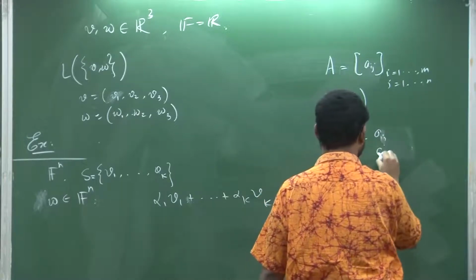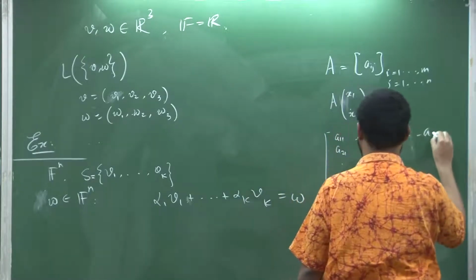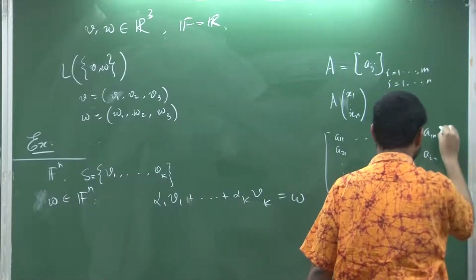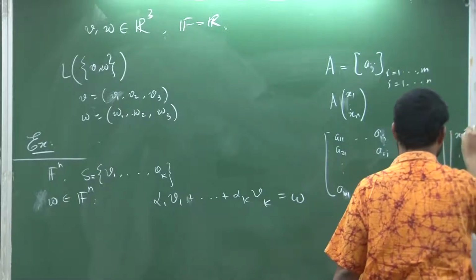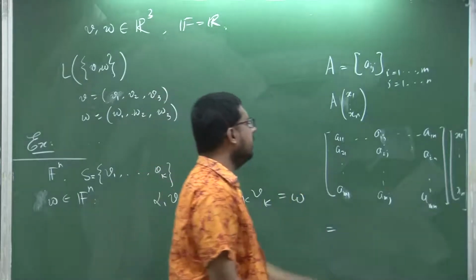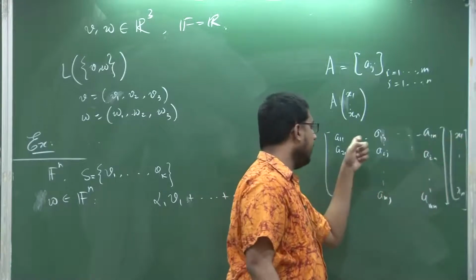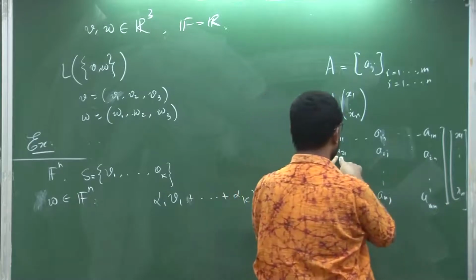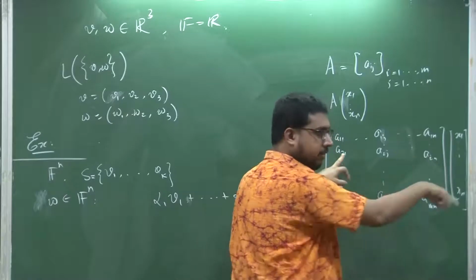A1j, A2j, up to Amj, and the last column A1n, A2n, up to Amn, and when you multiply that by x1 up to xn, what exactly happens? If you remember how we multiply, for the first row, A11 is multiplied by x1, A12 is multiplied by x2, and then we add them up. Now, for the second row, A21 is multiplied by x1, and so on, the usual way.